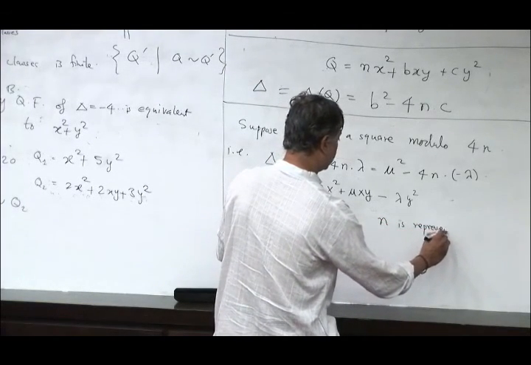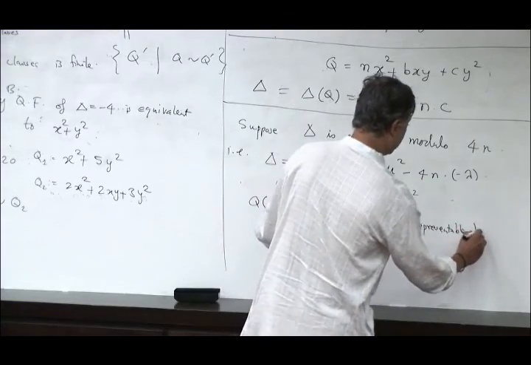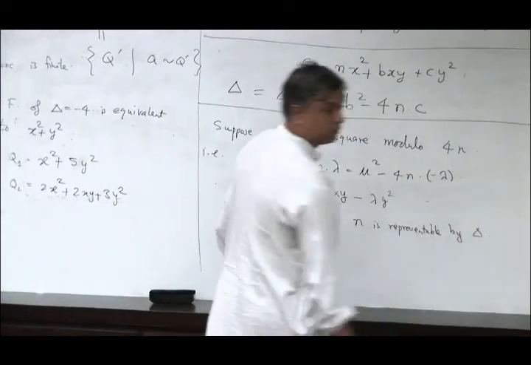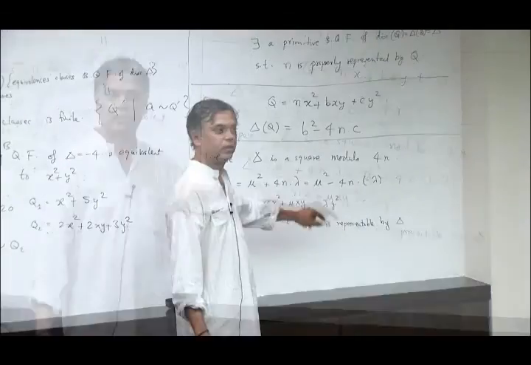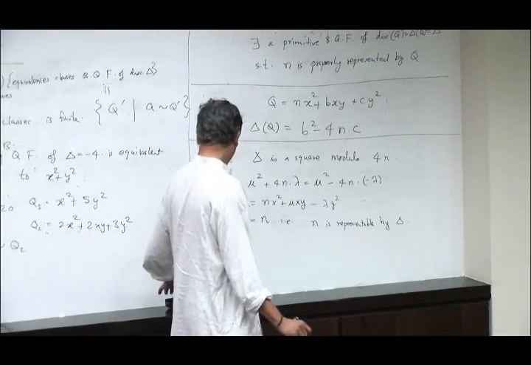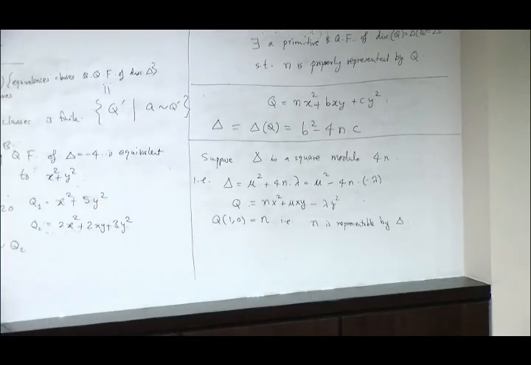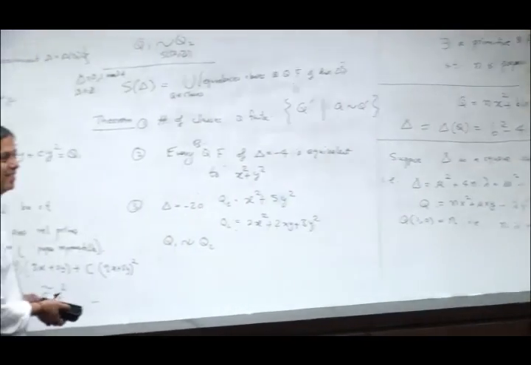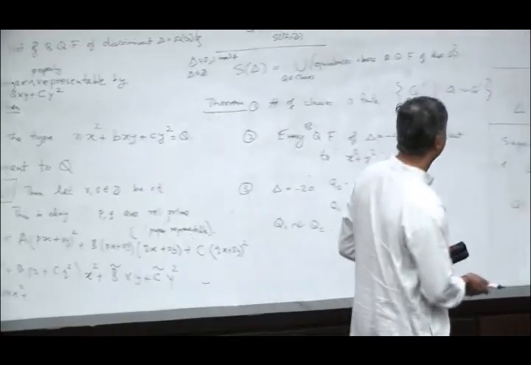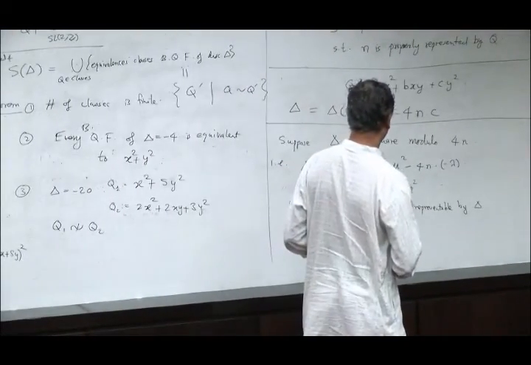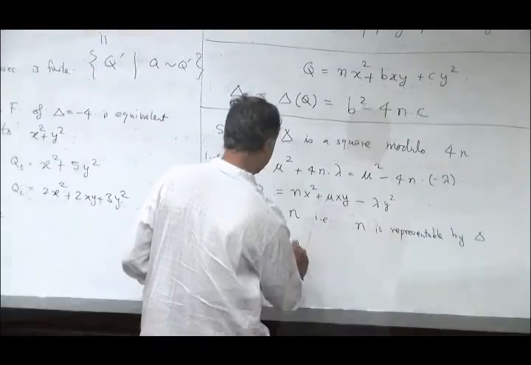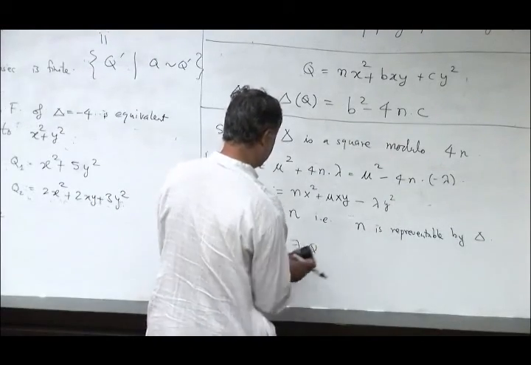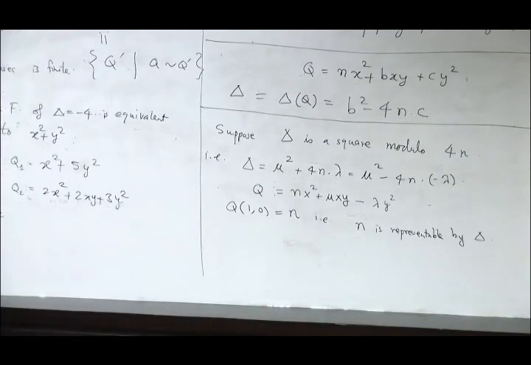representable by delta. Okay, this means there is a binary quadratic form which represents n. Yes, n is representable by delta means there is a q, as I said here, which represents n. Okay, so going to the next lemma.